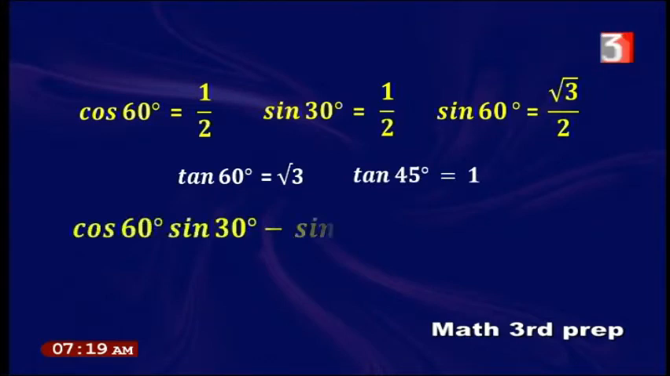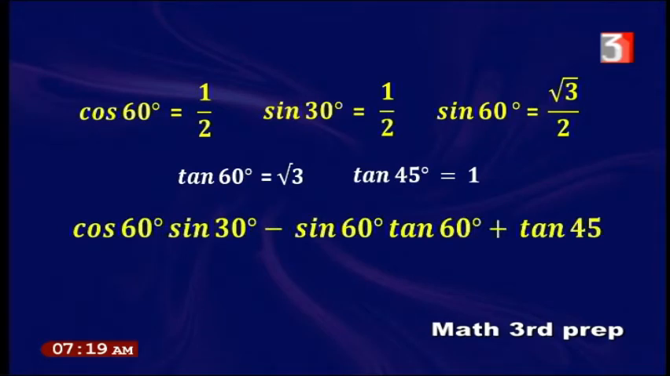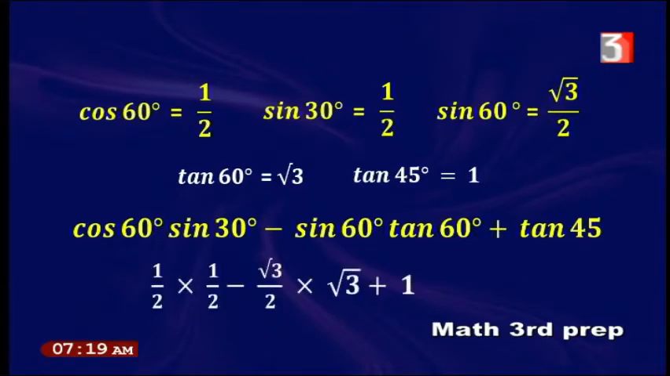By substituting for cosine 60 sine 30 minus sine 60 tan 60 plus tan 45, it is half multiplied by half minus root 3 over 2 multiplied by root 3 plus 1. Half times half gives a quarter, minus root 3 over 2 times root 3 gives 3 over 2, plus 1, to obtain a result of negative 1 over 4. Let us have another example.